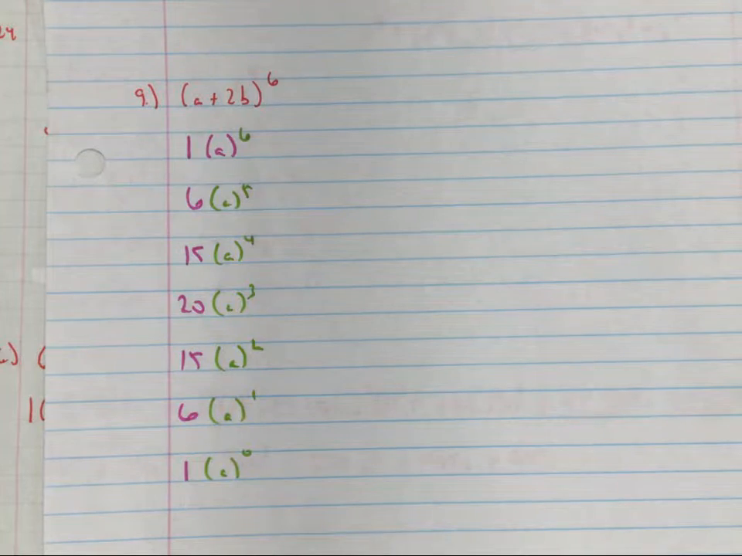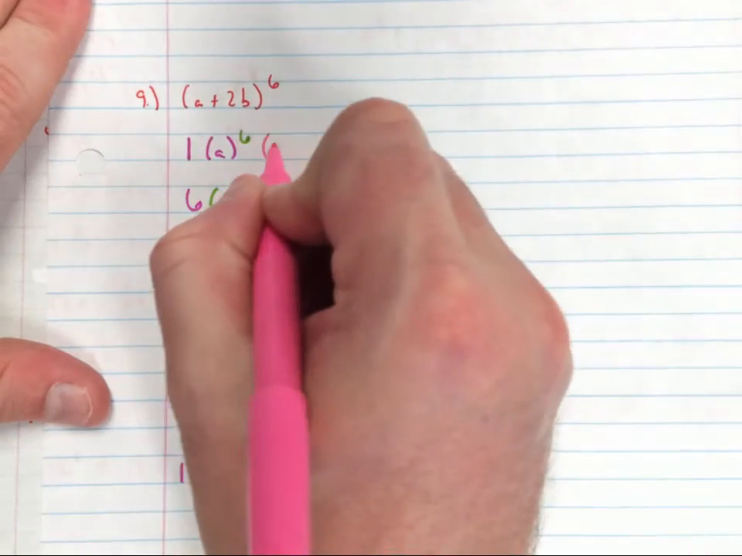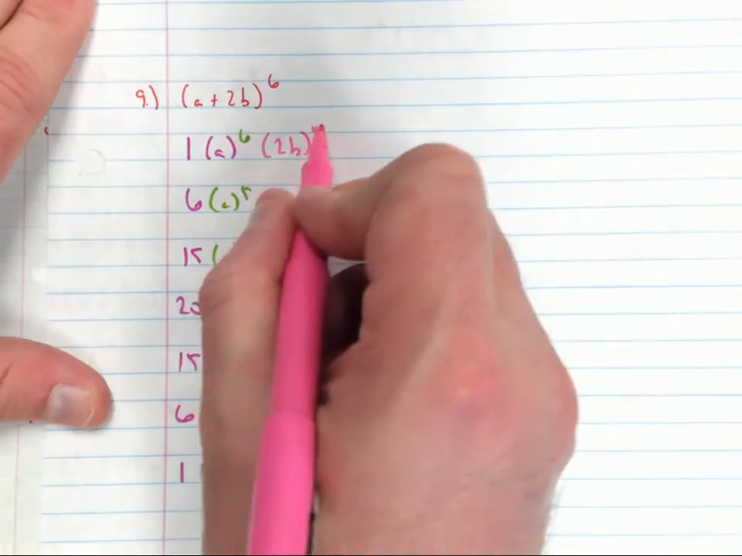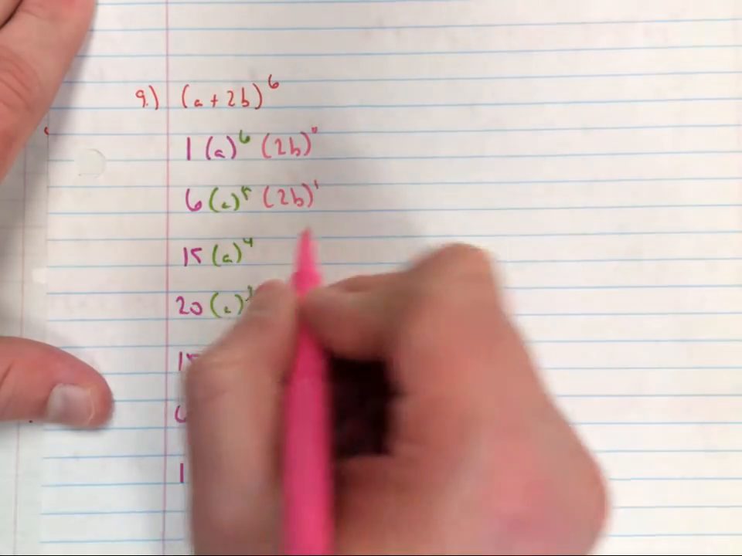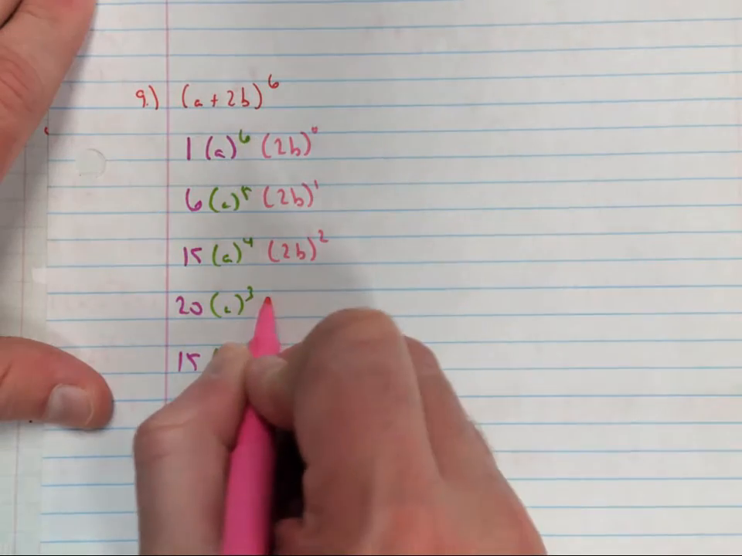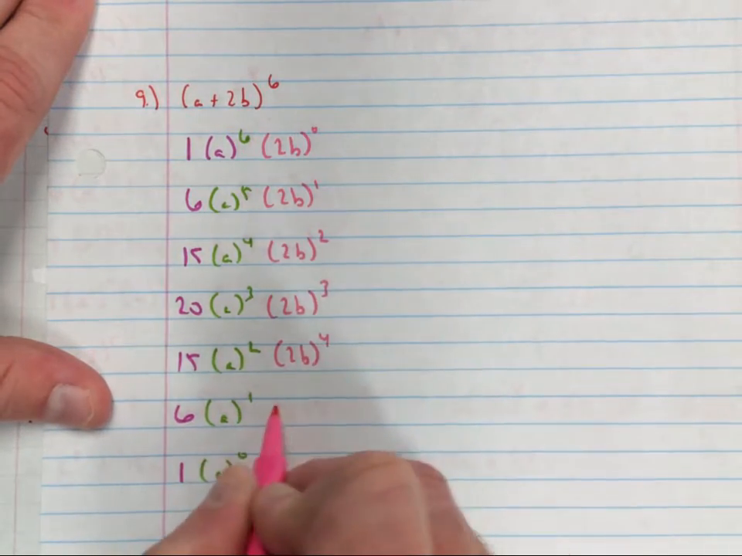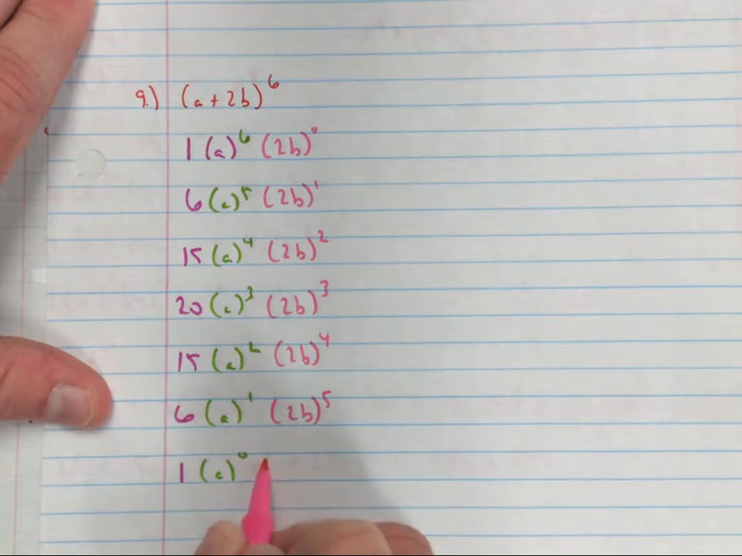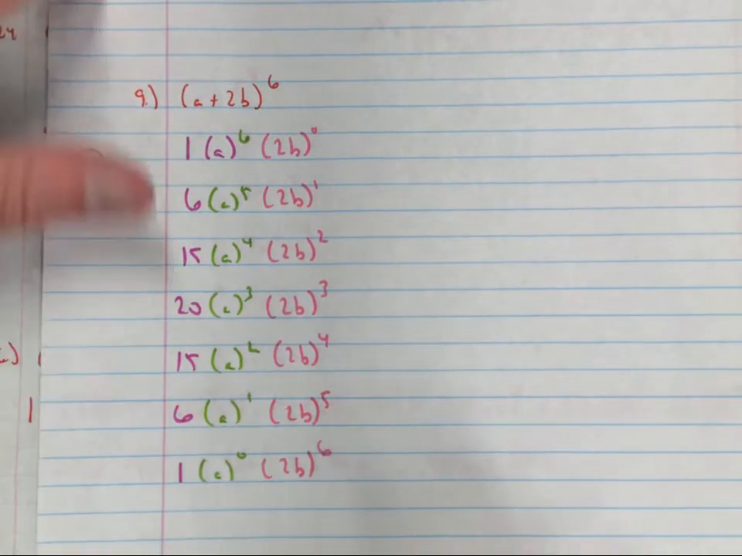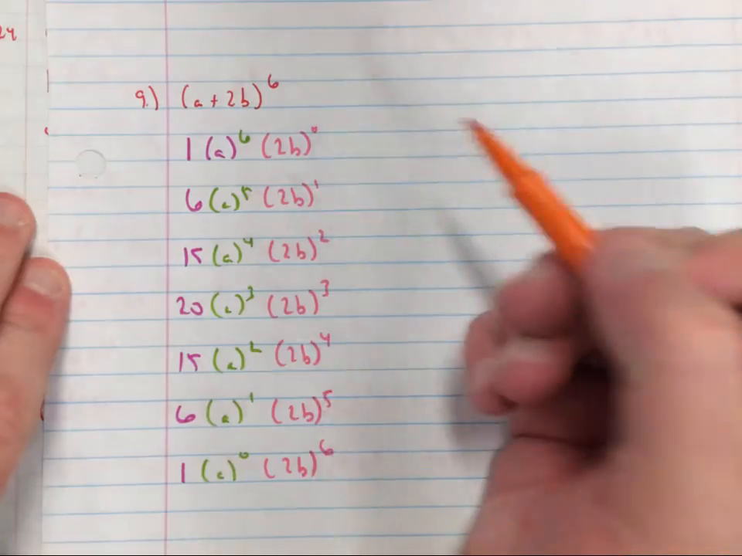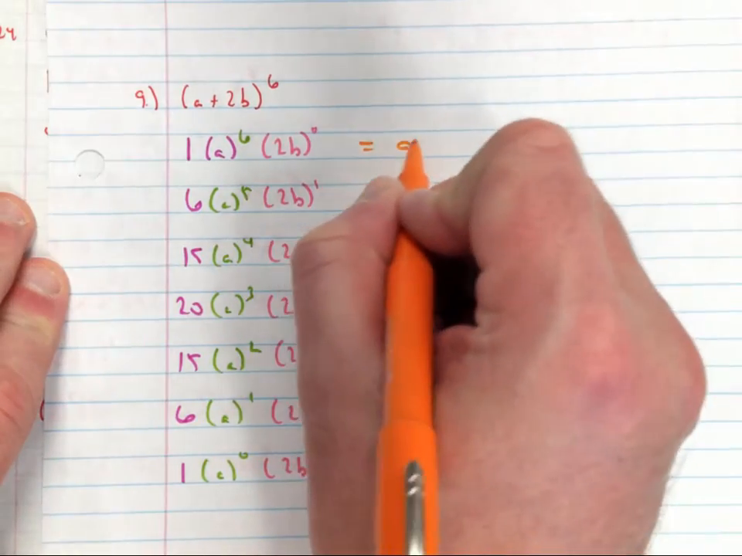Then I'm going to do 2B. I'm going to ascend those. 2B to the 0, 2B to the first, 2B squared, 2B cubed, 2B to the fourth, 2B to the fifth, 2B to the sixth. I don't have to worry about anything being a 0.